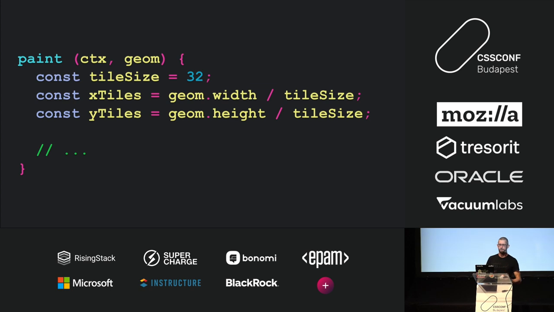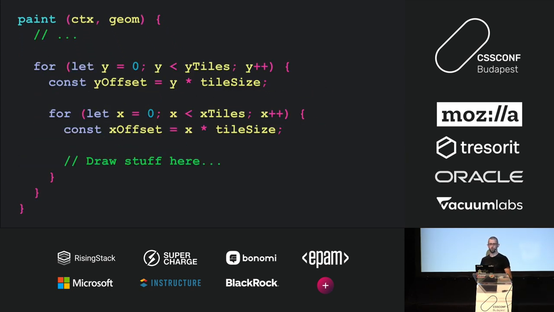Then we divide the canvas's width and height by the tile size. And then we'll write two loops using those values to draw each individual tile. The first loop deals with tiles on the y-axis. And then the second loop deals with, unsurprisingly, tiles on the x-axis. And the second loop is nested inside of the first one. And this will allow us to populate every tile available on the canvas with whatever it is we feel like drawing.